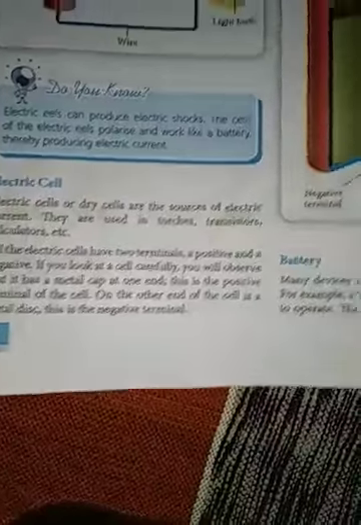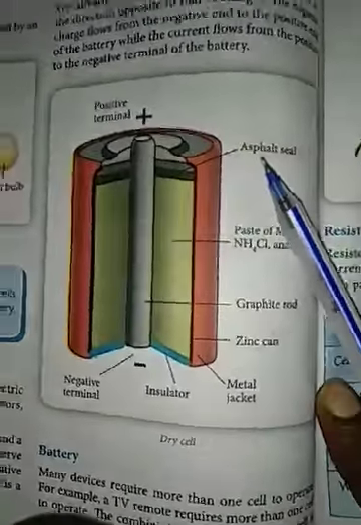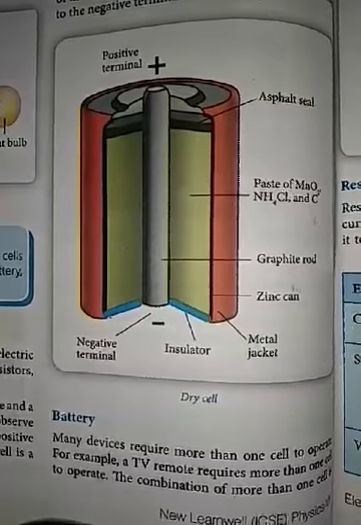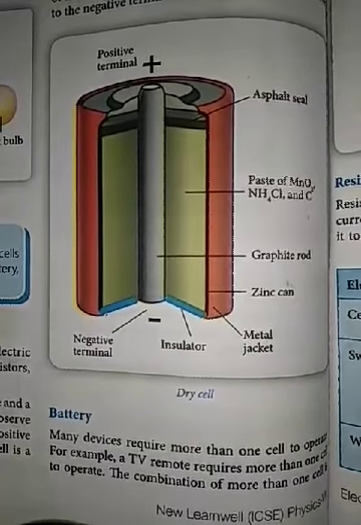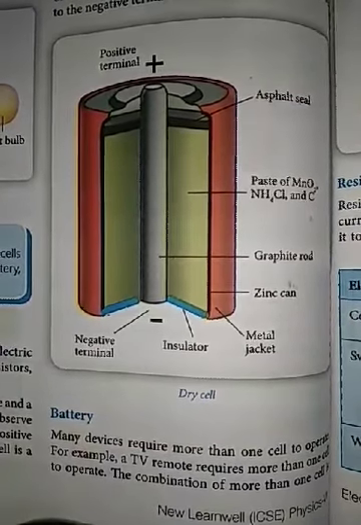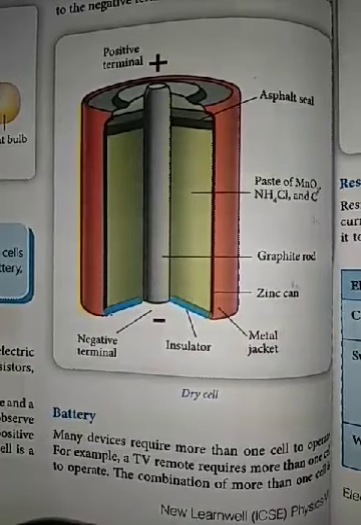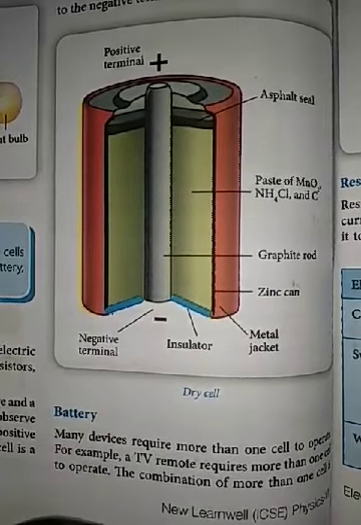Now we discuss the electric cell. Electric cells or dry cells are the sources of electric current. They are used in torches, transistors, calculators. All electric cells have two terminals, a positive and a negative.